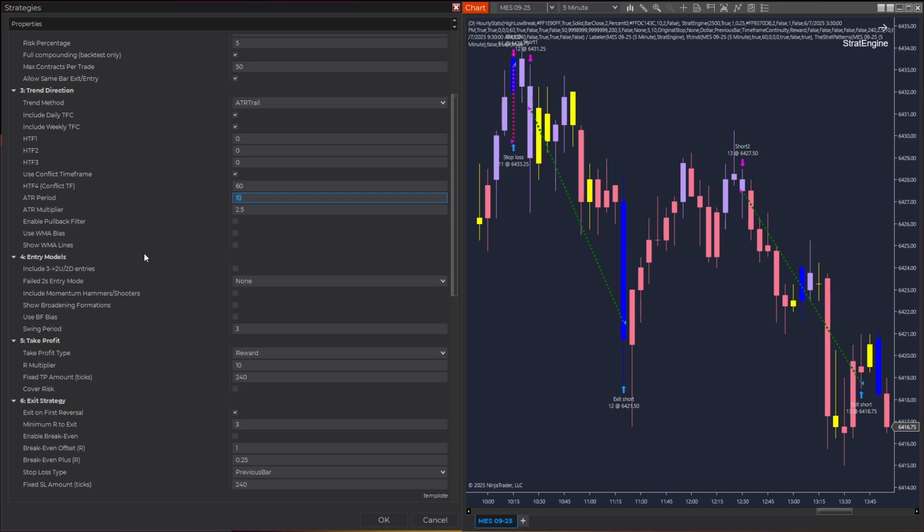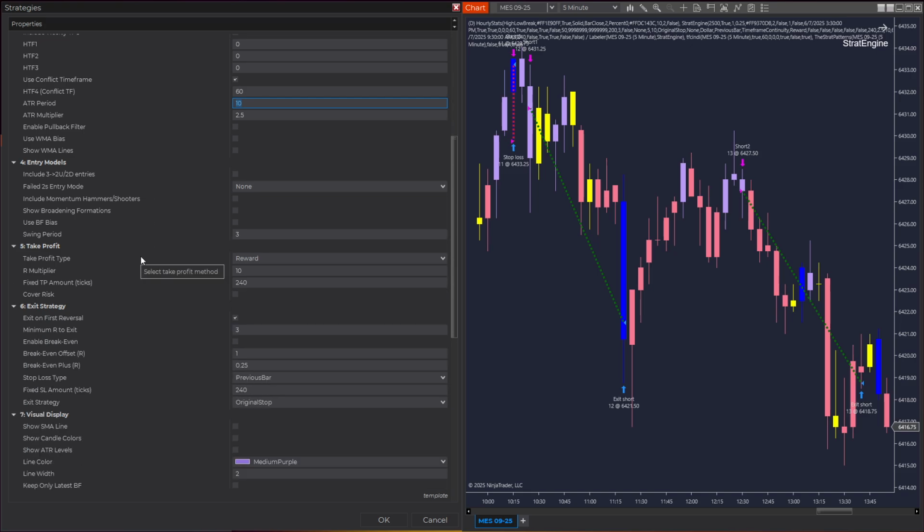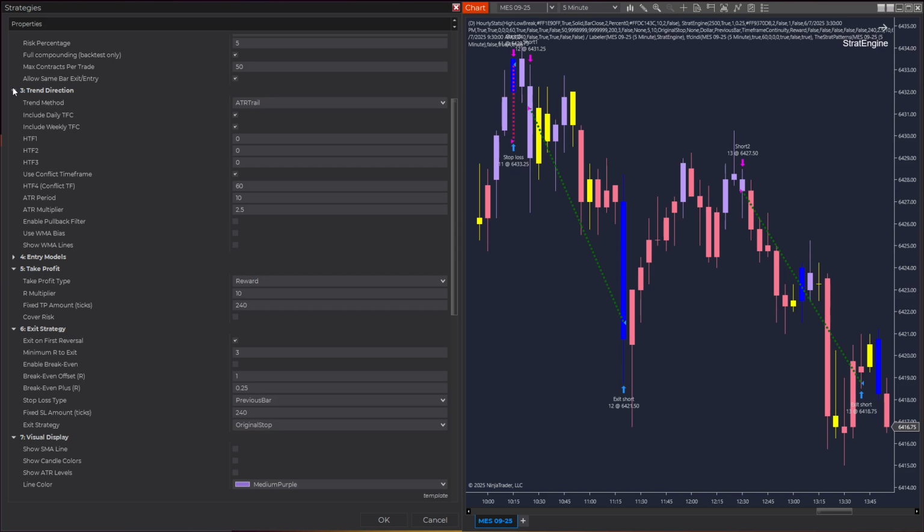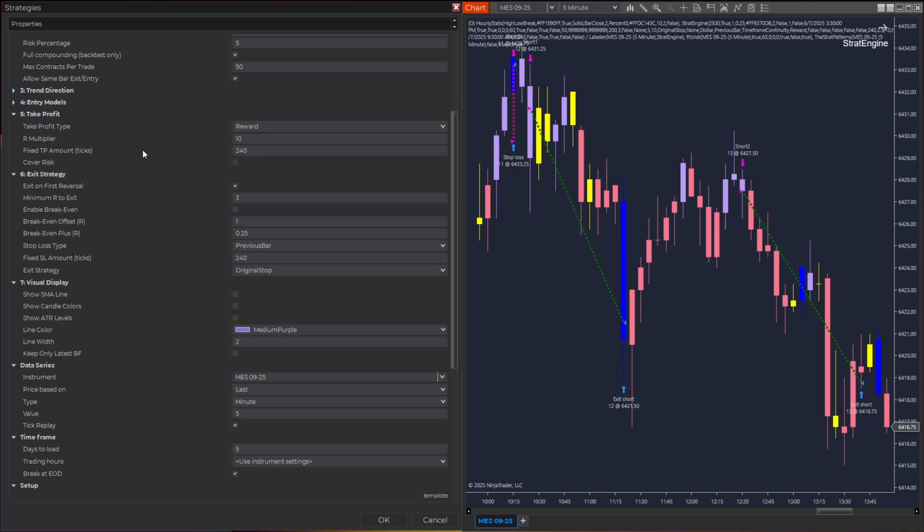So the last category that is the same amongst all of the bots that we have on offer is the take profit. For take profit types, we have a couple of options. The first one, of course, is a fixed amount, fixed take profit in ticks. So you specify how many ticks the take profit will be. It will set the limit order there.